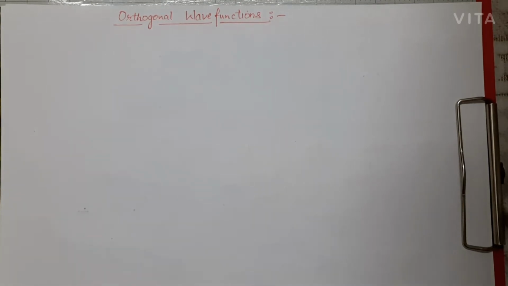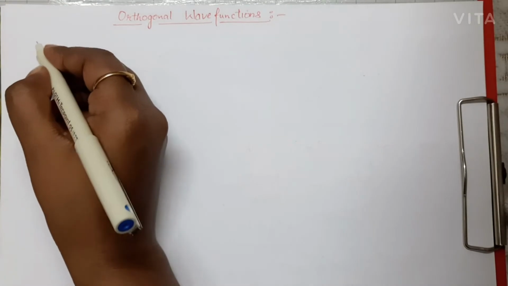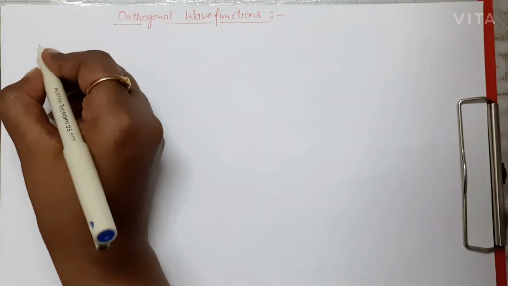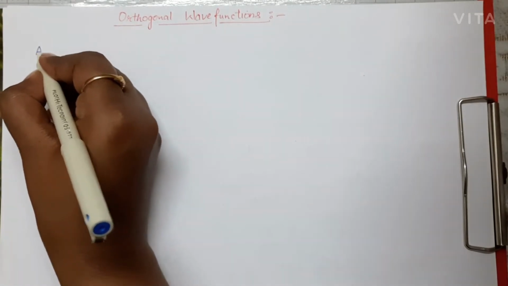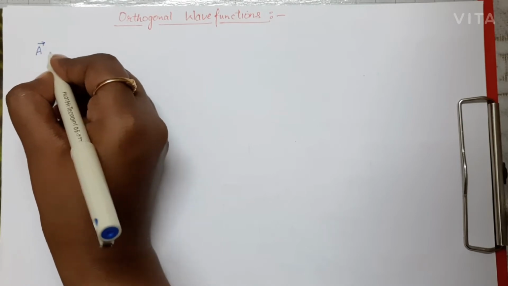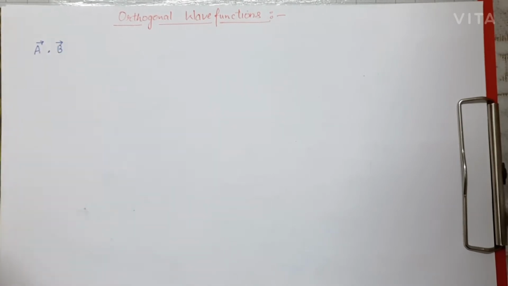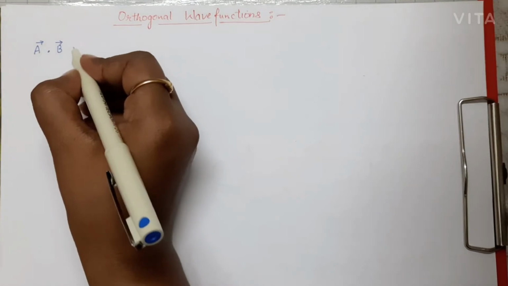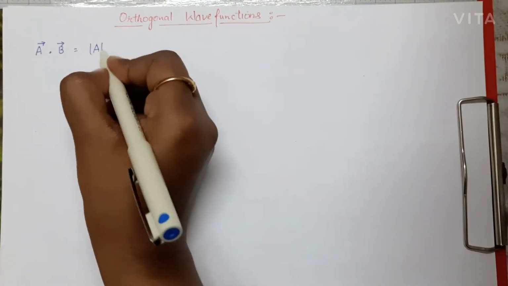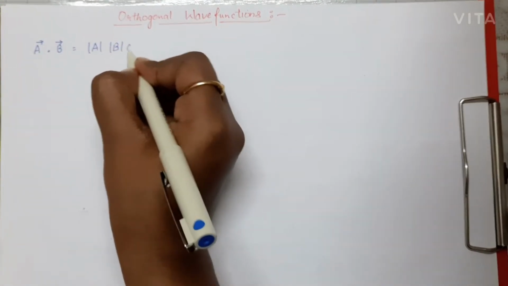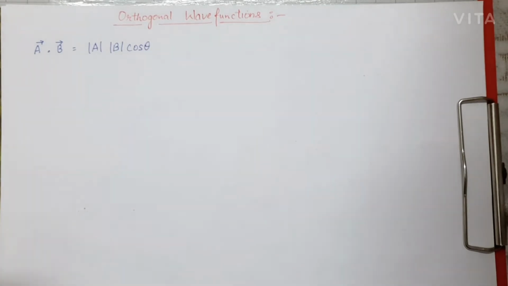Before that, if you remember your +1 physics, you will be familiar with the dot product of the a vector and b vector, which was represented by a into b into cos theta, right? This was about the dot product.